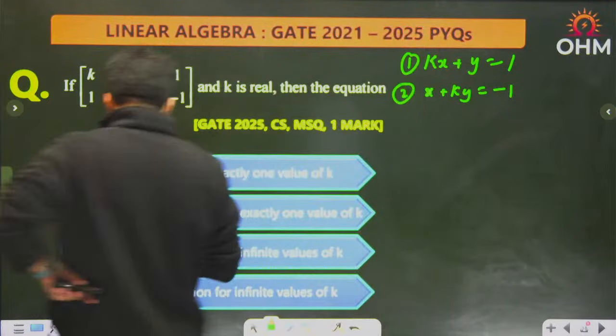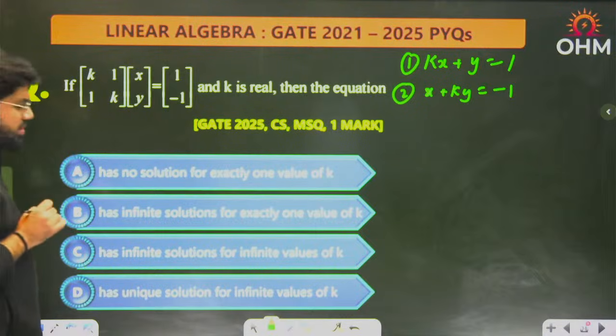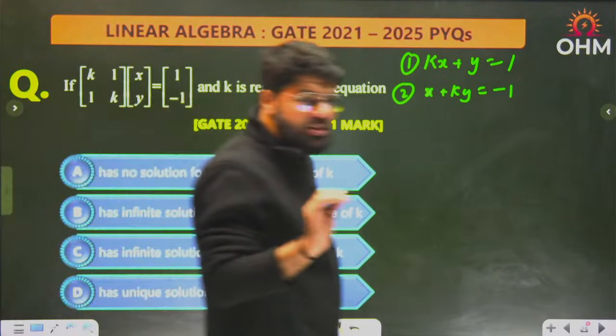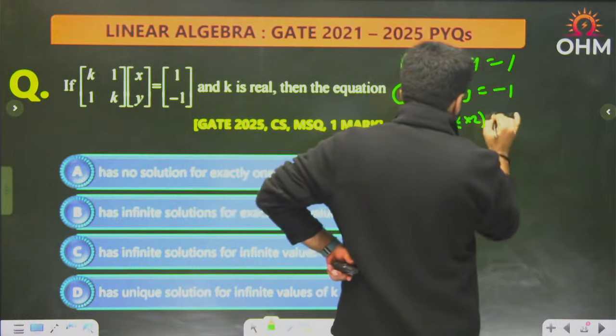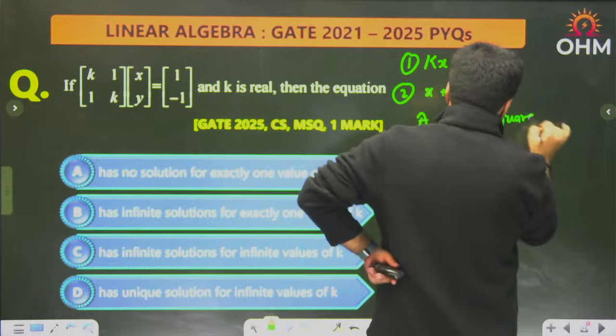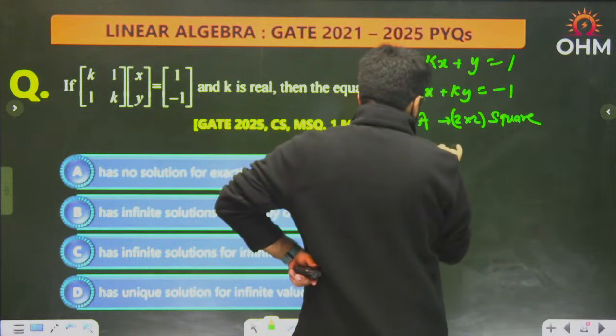The question is asking about no solution, infinite solution, unique solution. What is the condition for a unique solution? I told you easily, if A is a square matrix, A here will be a 2 cross 2 square matrix. So for a unique solution, it is only the determinant method.